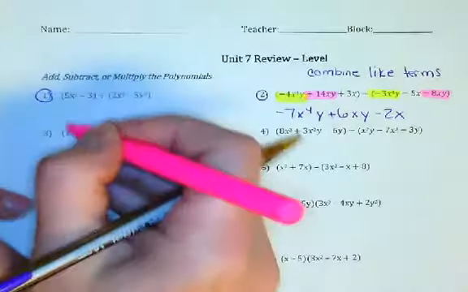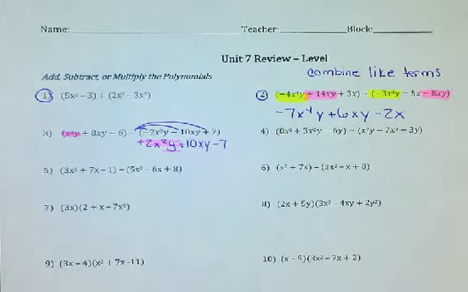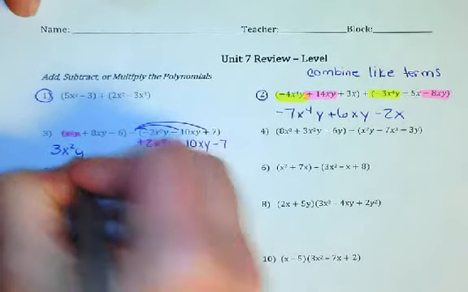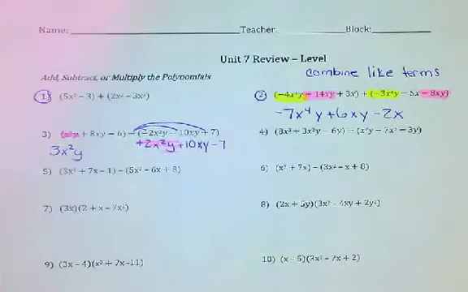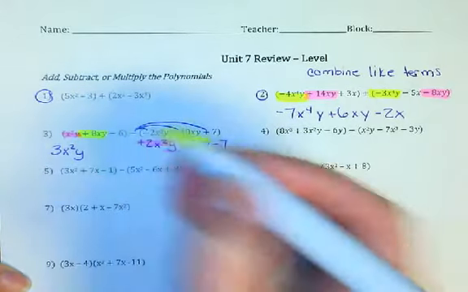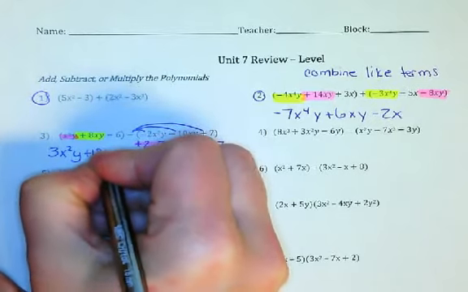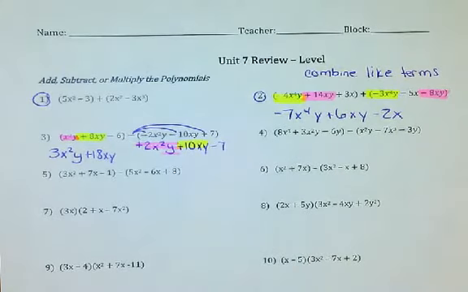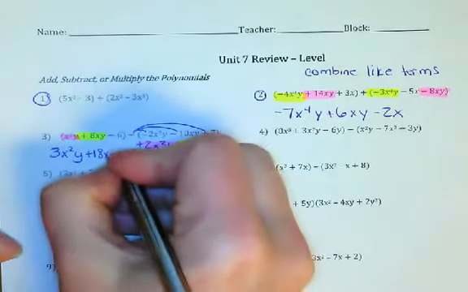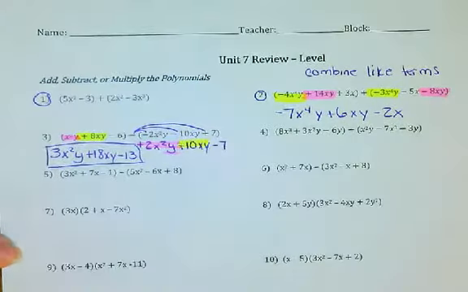So here, I notice I have an x squared y and a 2x squared y. So together, that gives me 3x squared y. I also notice that I have a positive 10xy and a positive 8xy, and that gives me 18xy. And then I also notice I have this negative 6 and this negative 7, and that gives me negative 13. So that's my final answer.